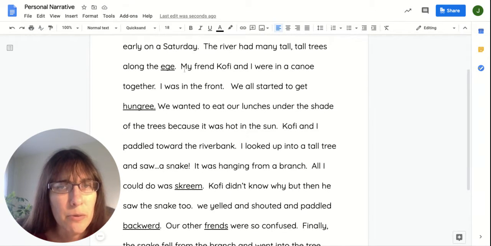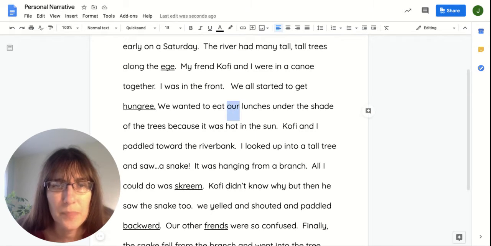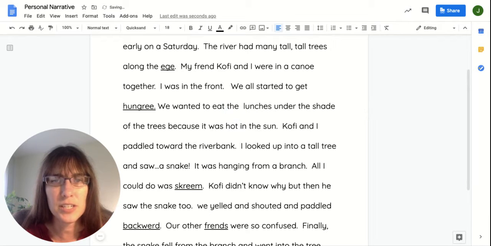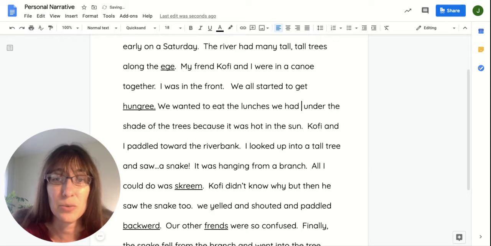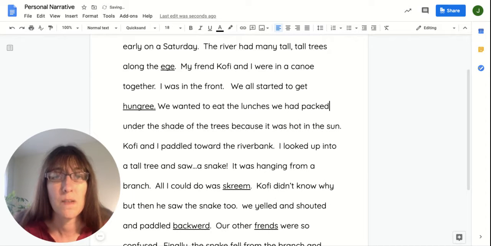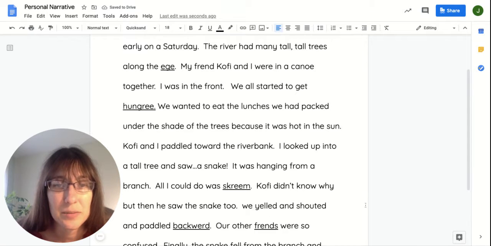"My friend Kofi and I were in a canoe together. I was in the front. We all started to get hungry. We wanted to eat our lunches." I'm going to change this a little bit. I want to help you make a detail in your mind. "We wanted to eat the lunches we had packed." Now you know where the lunches came from. "Under the shade of the trees because it was hot in the sun."